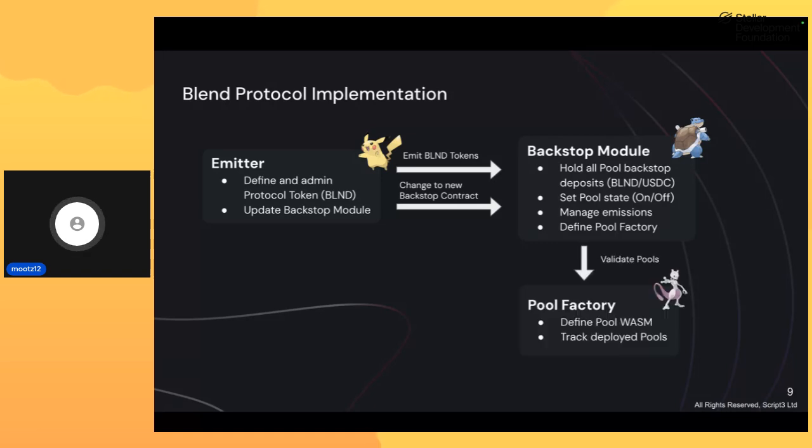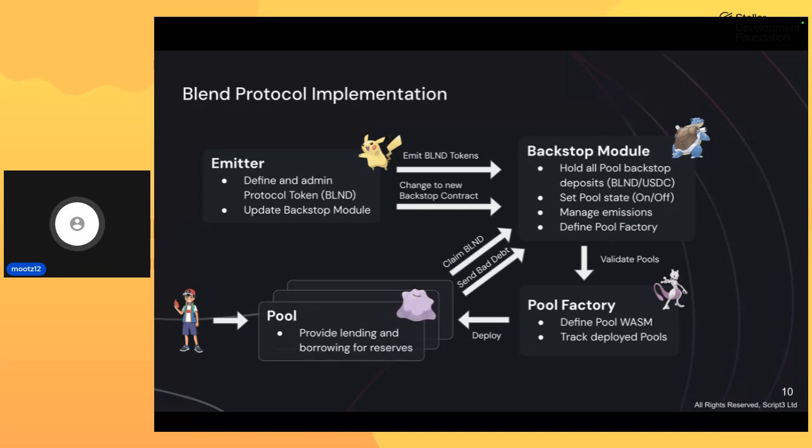Within the backstop module, it also defines a pool factory. This thing's job is pretty simple. It's a contract that contains a pool WASM, and for any pool that's created, this is the thing that validates that this is in fact a Blend pool, and it is the exact contract that we expect to be deployed.